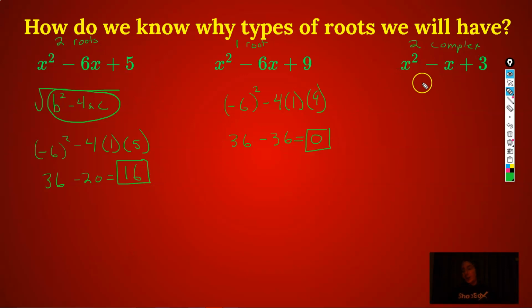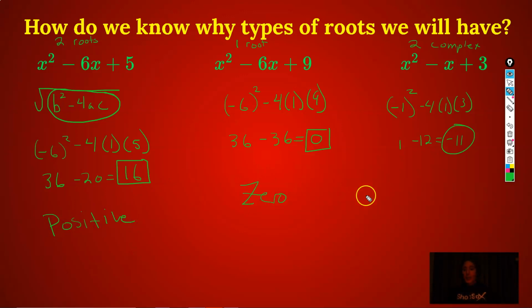Two complex roots, let's see what our discriminant is. So our b is negative 1 squared minus 4 times a times c. Negative 1 squared is 1 minus 12, so we get a negative 11. All right, notice we have three very different types of numbers here. 16, we have a positive number. 0, we have a 0. Negative 11, we have a negative number.